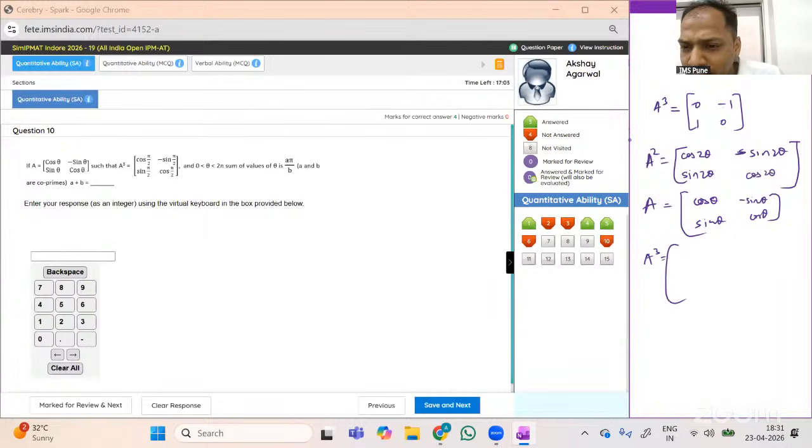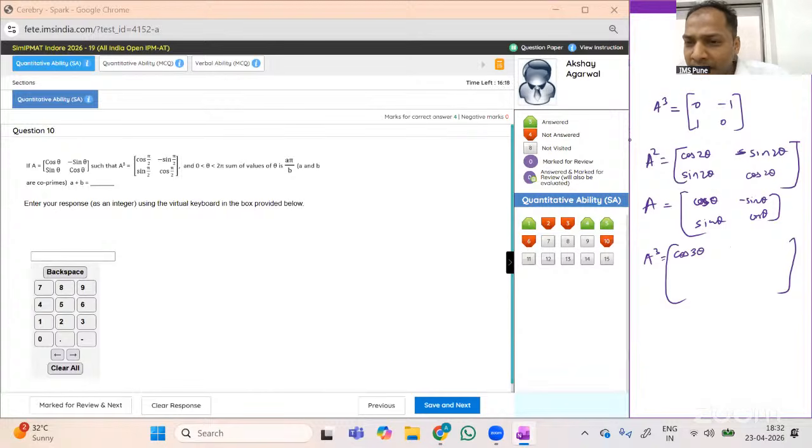I get A cube as, A cube would come out as cos 2 theta into cos theta minus sin 2 theta into sin theta. So cos 2 theta cos theta minus sin 2 theta into sin theta. So basically this is cos A cos B minus sin A sin B. That is actually cos of A plus B. So this actually would come out to be cos of 3 theta.